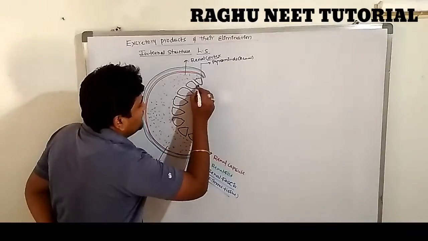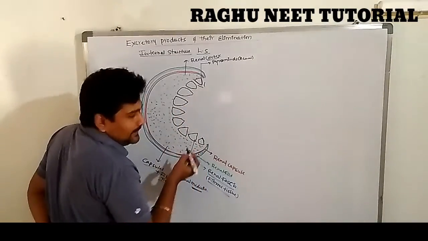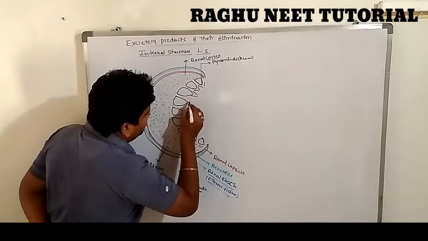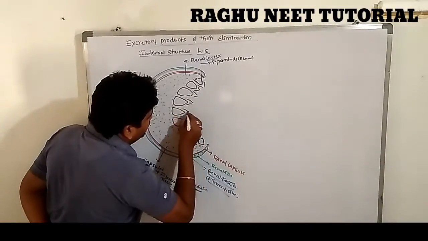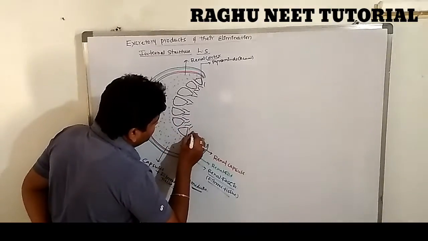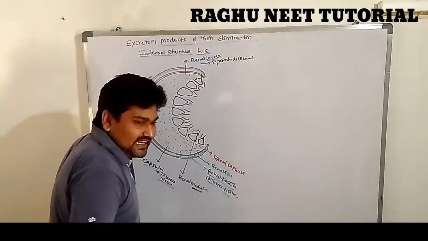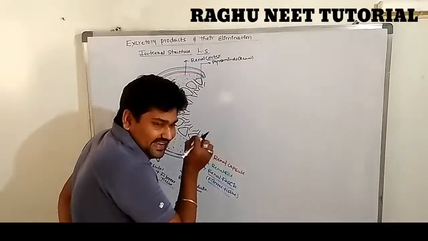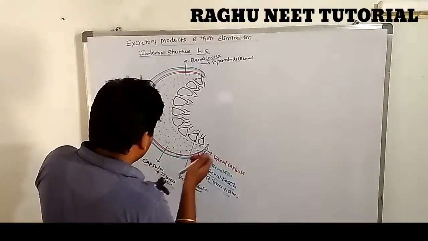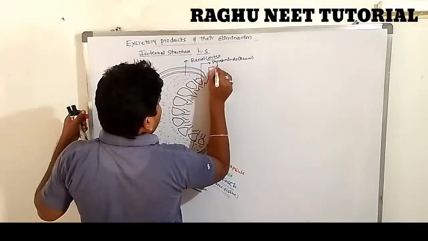These pyramids are placed on cups. These cups are called renal calyces. Very, very important. These cups are called renal calyces.